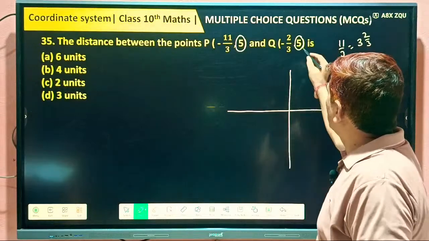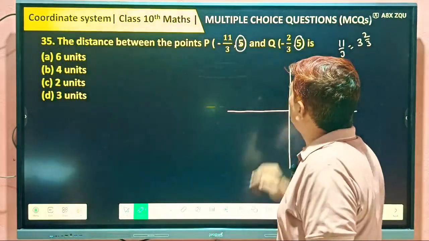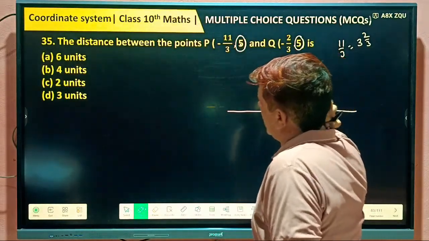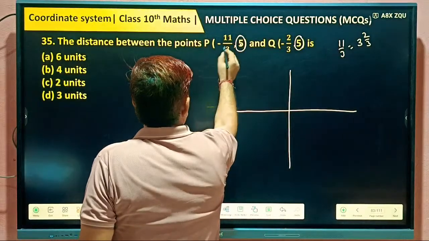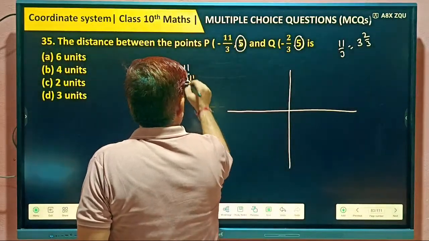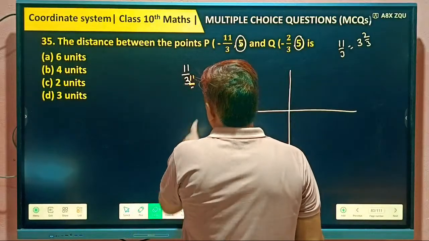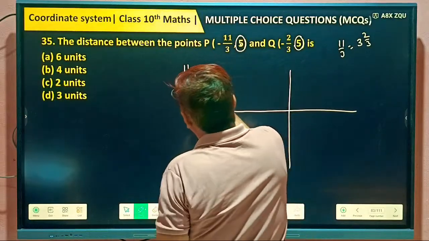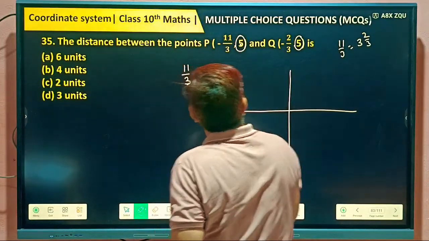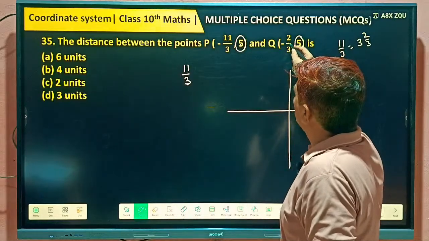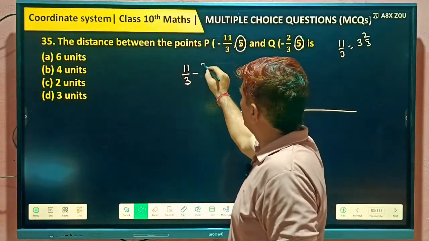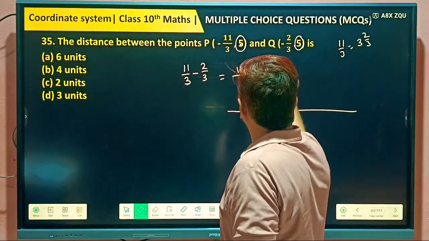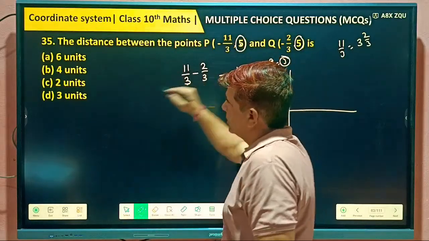If this type of situation comes, which formula can you apply? You can apply it like this. This is how much? 11 by 3 unit. And this is minus 2 by 3. Minus, so this minus this. 3 is your LCM. 11 minus 2 is 9 by 3. How much? 3 units. This is your answer.